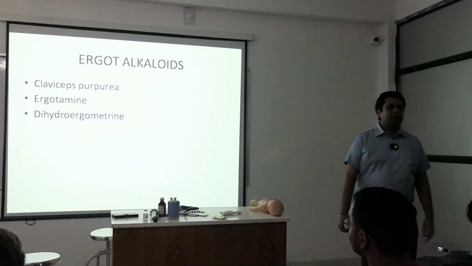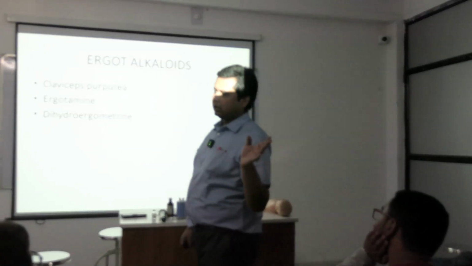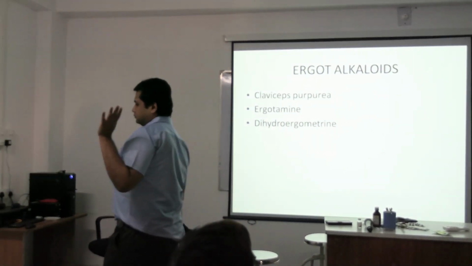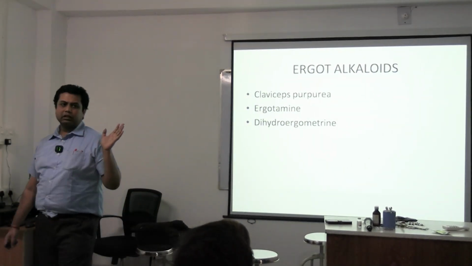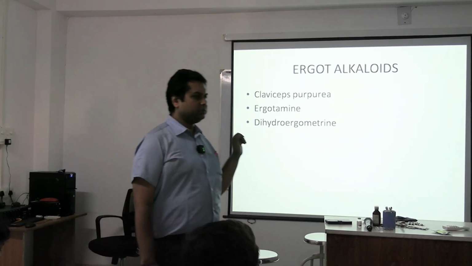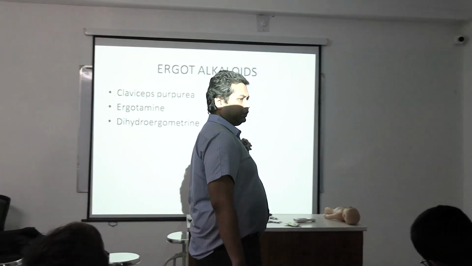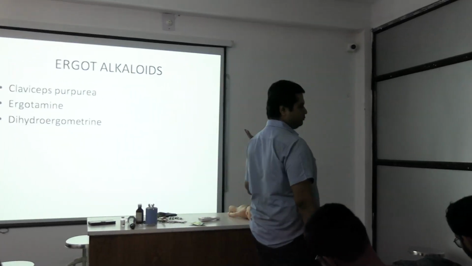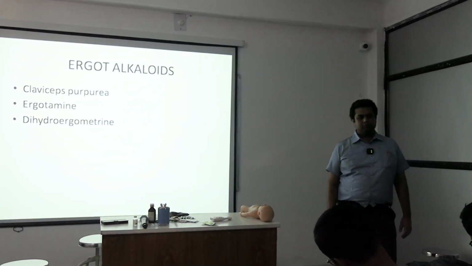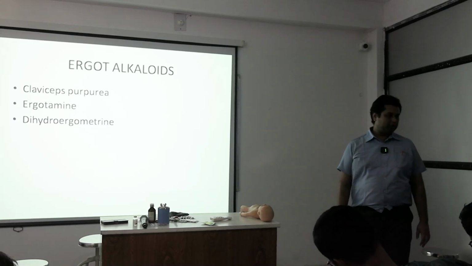So where are the ergot alkaloids used currently? Ergot alkaloids are used in postpartum bleed. Ergometrine is used in postpartum bleed. ঠিক আছে? Not a very popular drug in migraine, but used in postpartum bleed, hemorrhage.